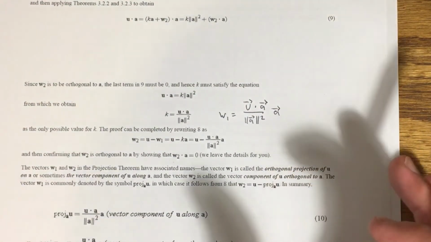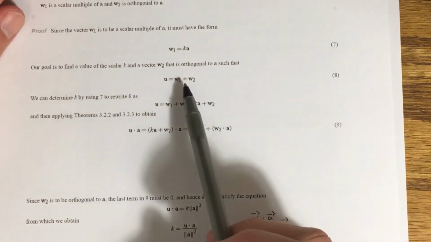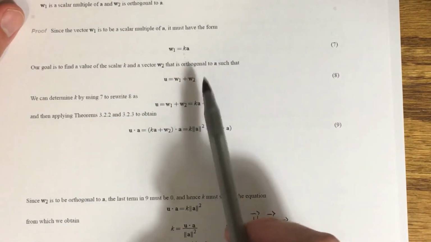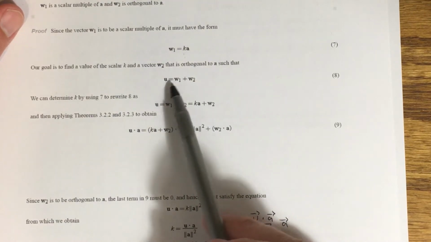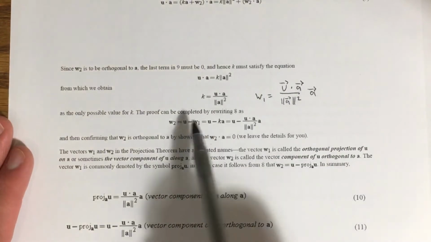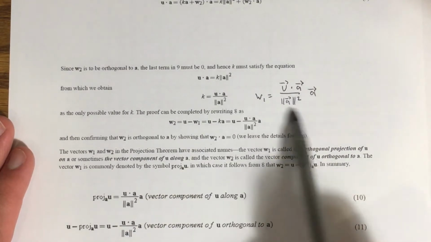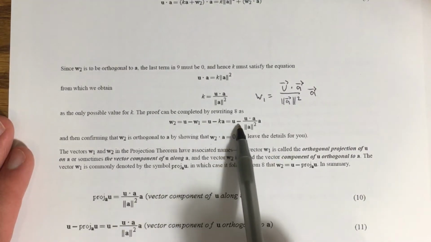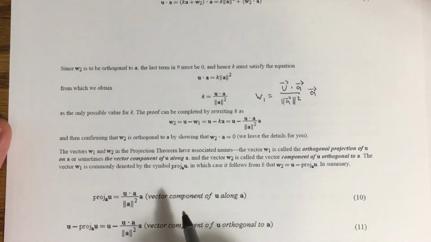Now, how do we use that to come up with W2? Well, it's pretty easy now, because if we are looking for W2, remember that's the unique vector that can be added to W1, which gives me U. But if I just solve this for W2, I see that W2 should be equal to U minus W1. And so that's where we get this definition right here. W2 is equal to U minus W1, but W1 we have an expression for, so we can write that as U minus U dot A over the norm of A squared times A. Okay?